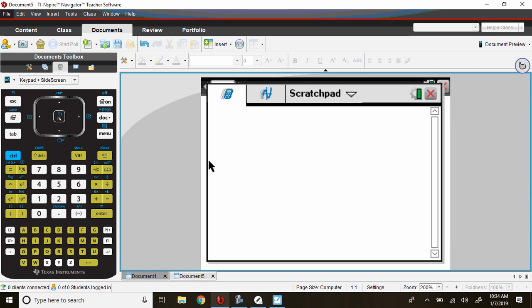Speaking of the calculator, the scratch pad, I see a lot of you using the scratch pad. Don't. The scratch pad's very limited. Don't use it. So let's just dive right into today's lesson.